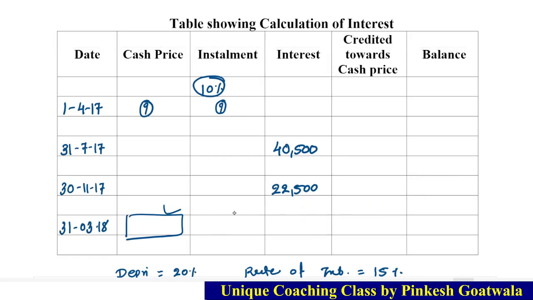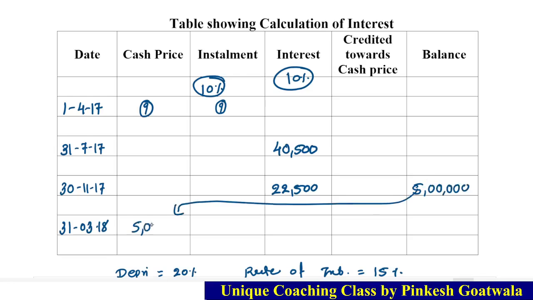Let's take an example. Suppose the rate of interest is 10%. Suppose the balance here comes to 5 lakh. This 5 lakh comes here, right?